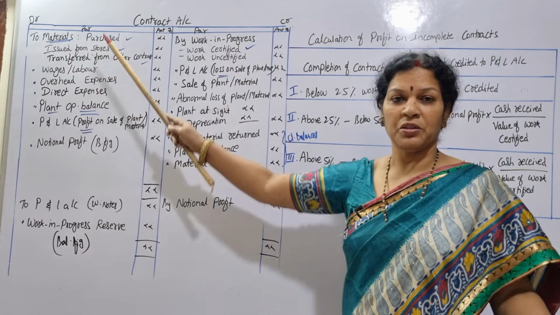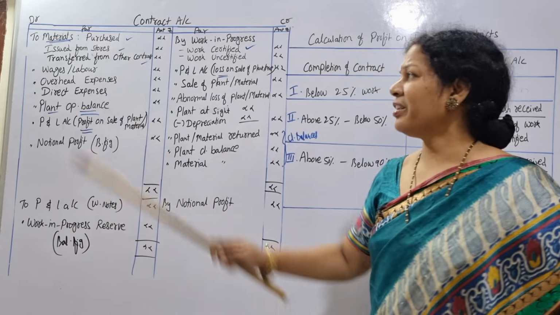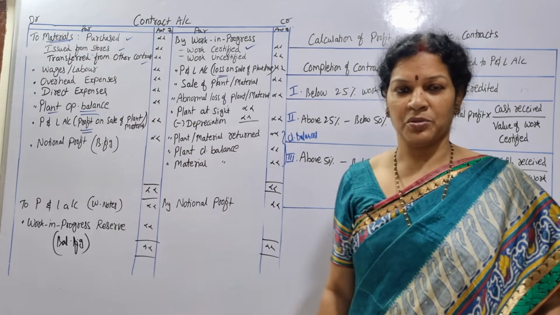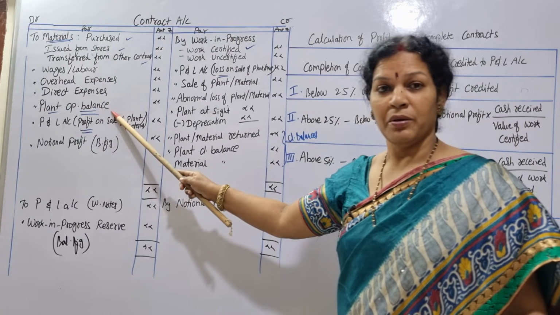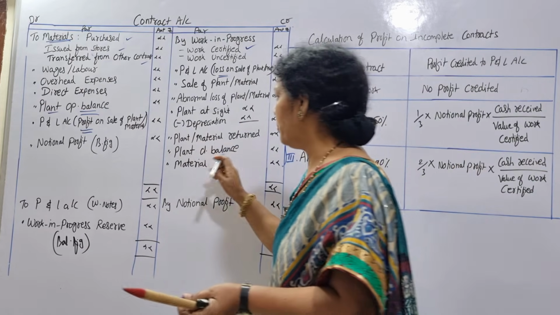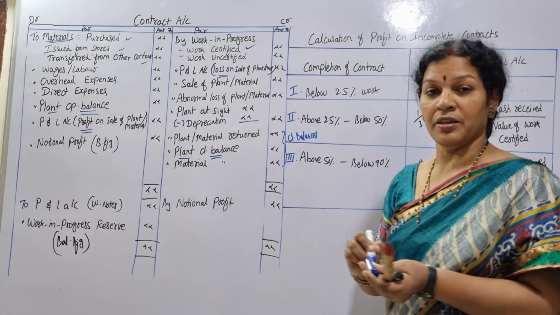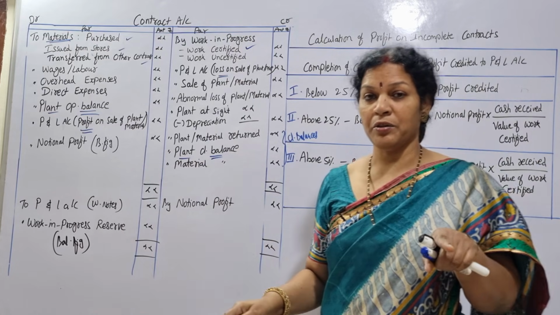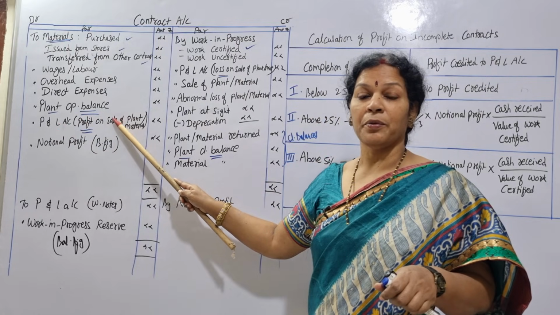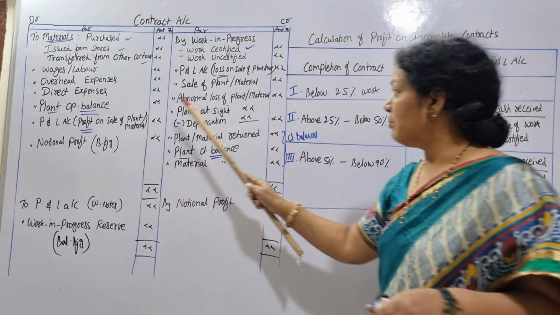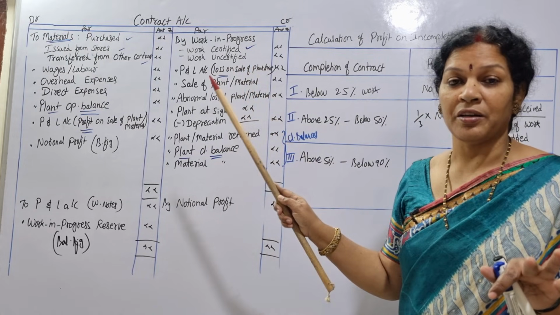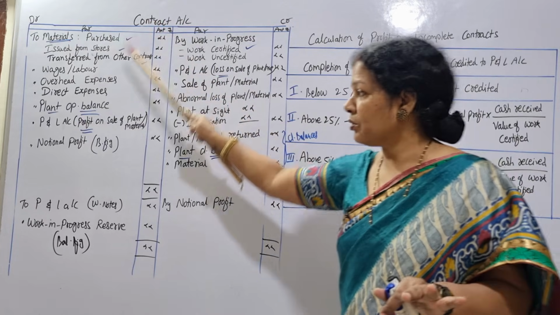See, in the contract account, debit side, what do you write? All the direct expenses. What are the direct expenses? Material, wages, overheads, direct expenses. Apart from that, the opening balance of plant; the closing balance of the plant is here. Next, when you are selling plant or material, if you get a profit, it is on the debit side, so you say profit and loss account, profit on sale of plant, profit on sale of material. If you get a loss, credit side, loss on sale of plant, loss on sale of material. So that's all about the debit side.